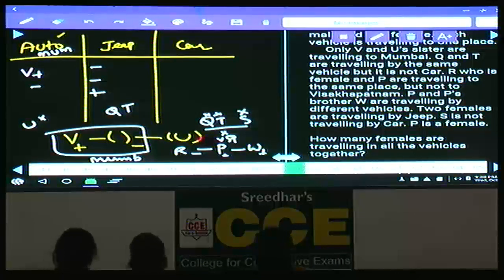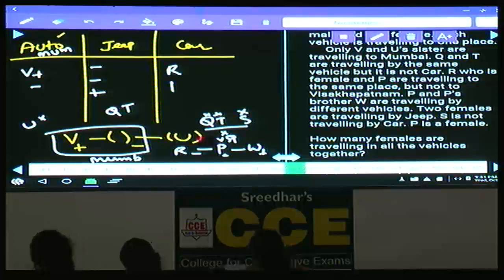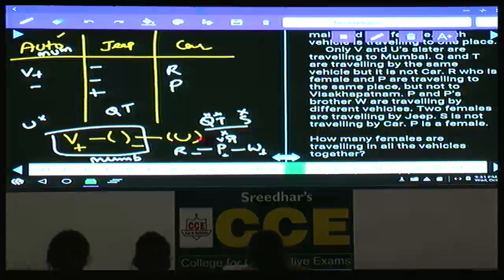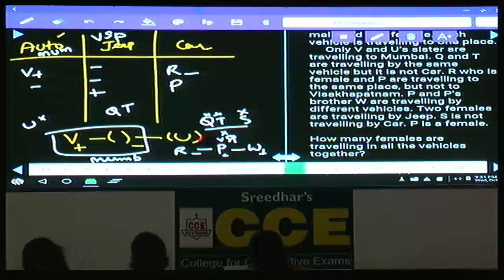And again R and P cannot travel by auto because V is already traveling by auto, there must be only 2 people by auto. Hence where should R and P be? R and P must be car only, isn't it? If R and P is car, R who is a female and P are traveling to the same place but not to Visakhapatnam. As this cannot be Visakhapatnam, hence this jeep must be Visakhapatnam. If jeep is Visakhapatnam, this must be Delhi.